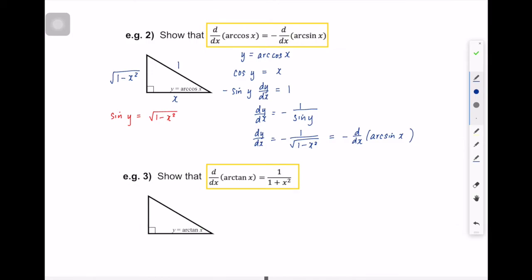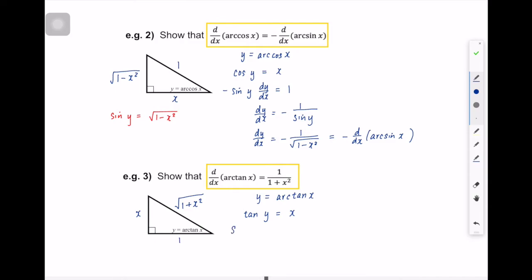Okay, I hope you took the time to try example 3. Let's take it up. The angle y is arctan, so opposite is x over adjacent is 1, making the hypotenuse the square root of 1 squared plus x squared. I'm going to let y equal arctan x, which means tan y is x.